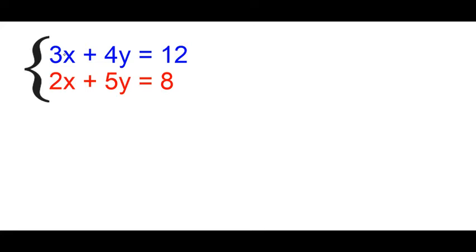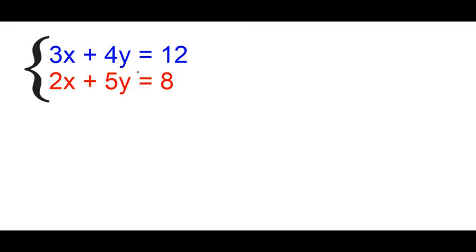Here I've got a 3 as a coefficient and a 2 as a coefficient. It's not very easy to multiply 3 to get 2. And here I've got a 4 and a 5. It's not very easy to multiply a 4 to get 5 without having funny decimals. So what I'm going to have to do is multiply both equations. Now, really, it doesn't matter which variable I pick. I'm going to choose to eliminate y.